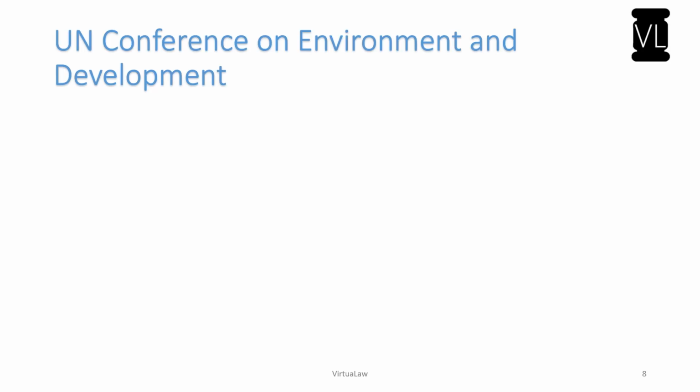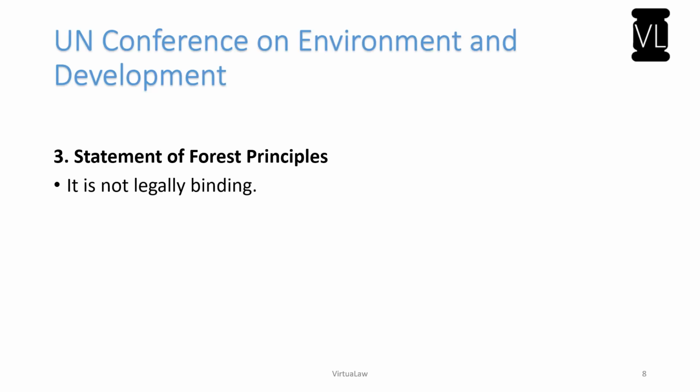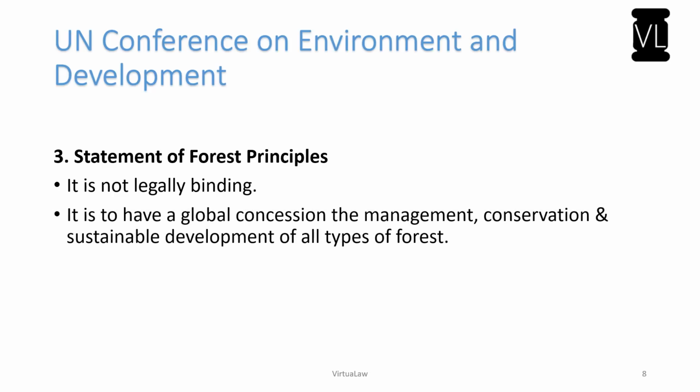Now, under the United Nations Conference on Environment and Development, the third outcome is the Statement of Forest Principles. This is again very simple. The Statement of Forest Principles is basically a statement which is not legally binding on the countries who have signed it. This is basically to have a global awareness about the management, conservation and sustainable development of all types of forests. So this forest principles talks about less deforestation, having more plantation, and all that stuff is something which is discussed under this.